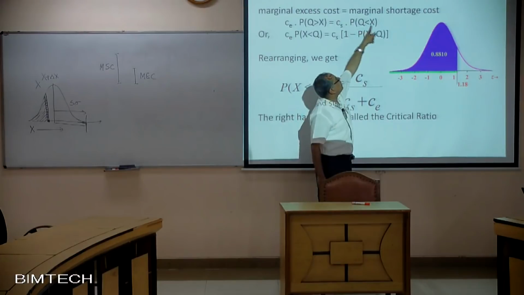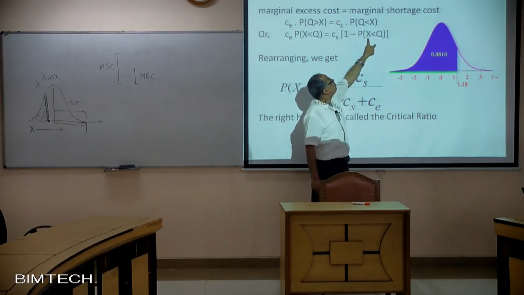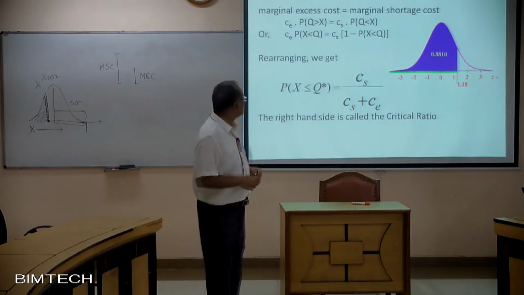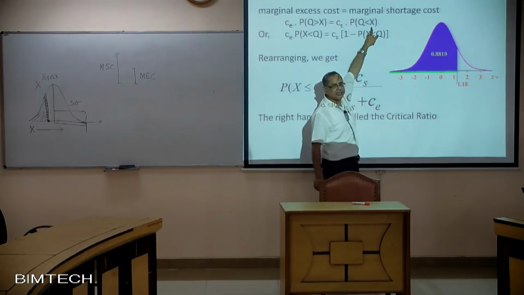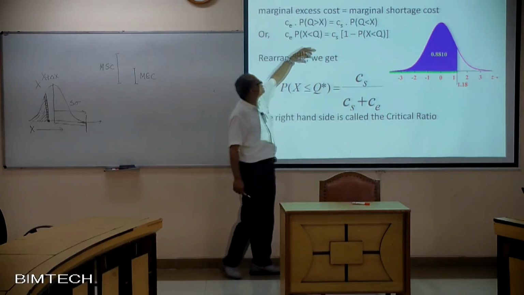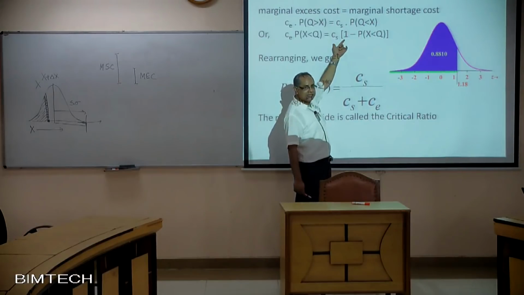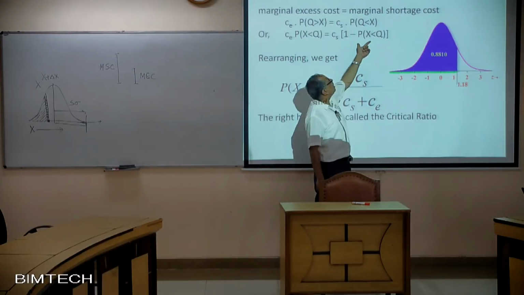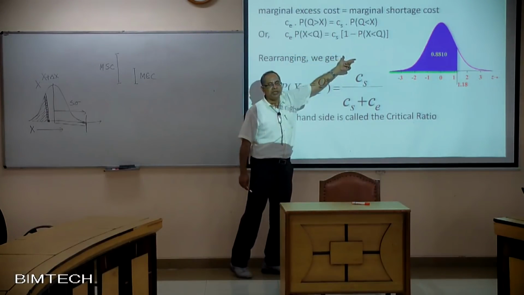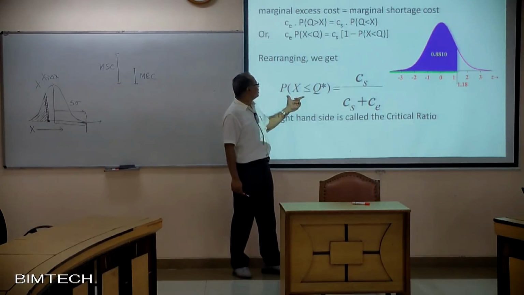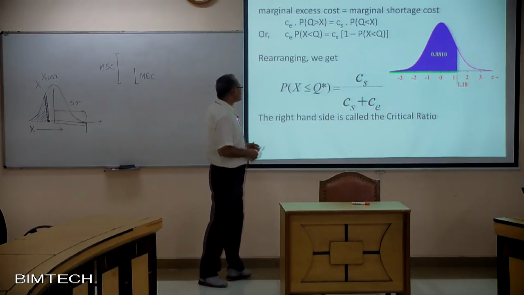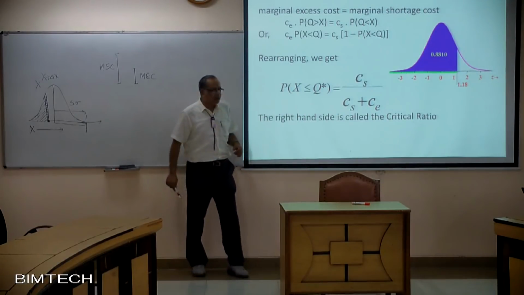Here what we are saying is that the probability of Q less than X can be written as 1 minus P of X less than Q, because remember Q can be either less than X or greater than X. So the probability of Q being less than X is 1 minus the probability of Q greater than X, which is nothing but X less than Q. Okay, so we have written the same thing, and the right hand side becomes CS multiplied by 1 minus P(X less than Q), and the minus CS P(X less than Q) can be taken on this side, and we get P(X less than Q) and 1 P(X less than Q) coming from that side, combine, etc. We get the probability of X less than or equal to Q star is equal to CS upon CS plus CE, and this ratio is important. It is called the critical ratio.